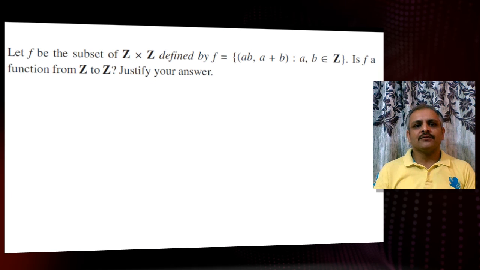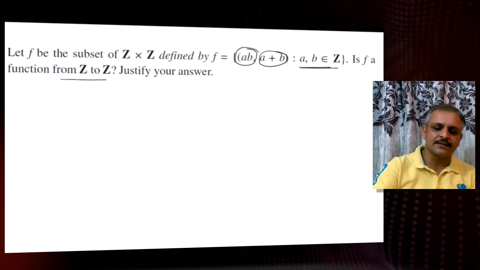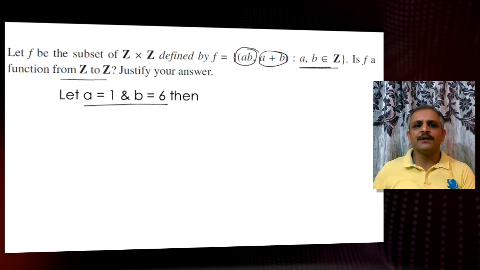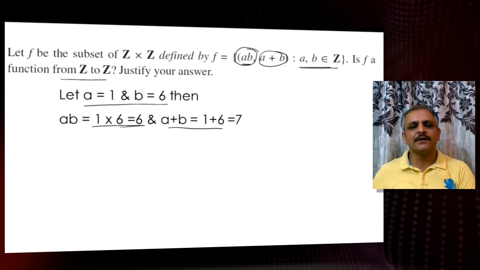So f is a subset of the Cartesian product of integers, defined by the function (ab, a plus b). That means the first element will be a into b and the second element will be a plus b, where a and b both are integers. Is it a function? Let's check it. Let a be equal to 1 and b be equal to 6. Then what will this ordered pair be? The first element, a into b, that is 1 into 6, which is 6. And the second element, a plus b, will become 1 plus 6, that is 7. So our pair will become 6 comma 7.